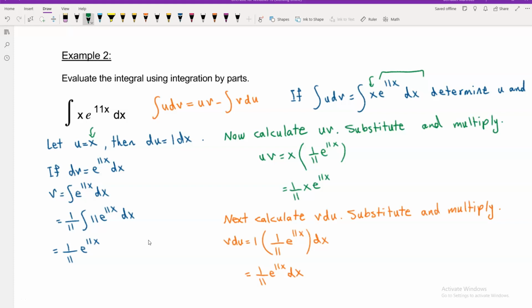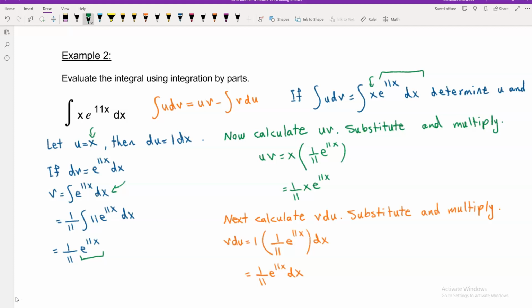Now finding v is equal to the integral of e to the power 11x times dx. So instead of what I have here, I'm going to use 1 over 11 times the integral of 11 e to the power 11x times dx. So I multiply by 11 and divide by 11. Here we have 11 over 11, but I used 1 over 11 on the outside of the integral. That is equal to 1 over 11 times the integral of 11 times e to the power 11x times dx, which is equal to e to the power 11x.